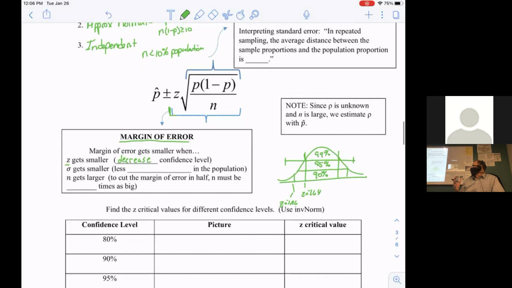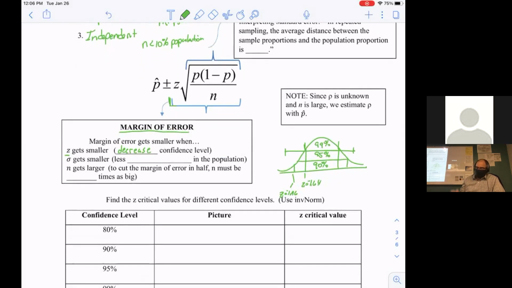So if I'm going to narrow that up, that means the z-score is going to get smaller. Okay. Standard deviation gets smaller and less variability in the population. And as n gets larger, we talked about this a little bit last chapter. If we're going to decrease it by half, that means n has to be 4 times as big. Okay, again, we're talking about this number here. As this number gets larger, that's going to cause that fraction to technically get smaller. Okay, so that is why we're going to decrease that margin of error.